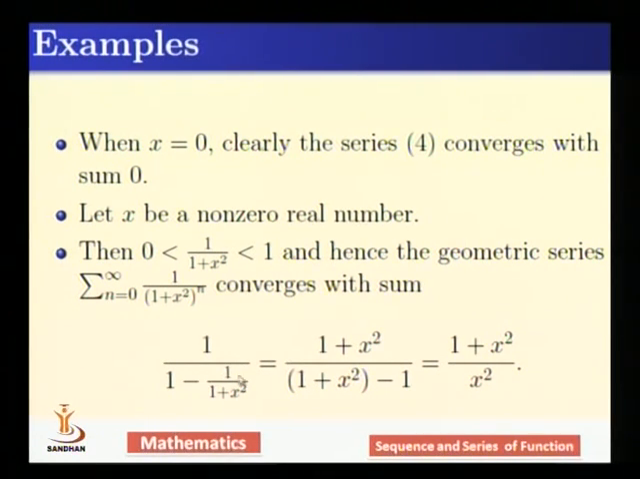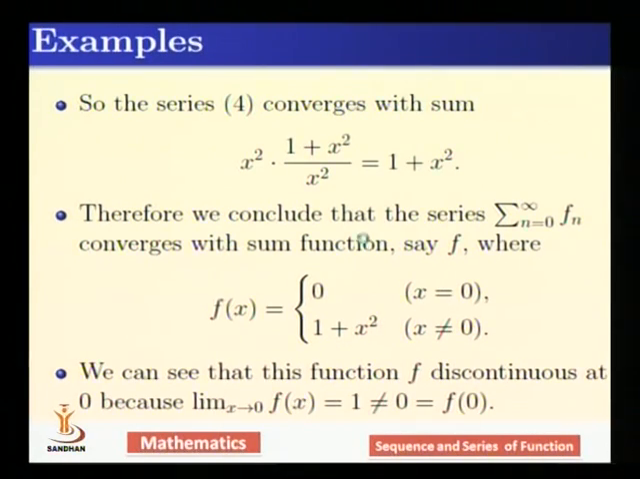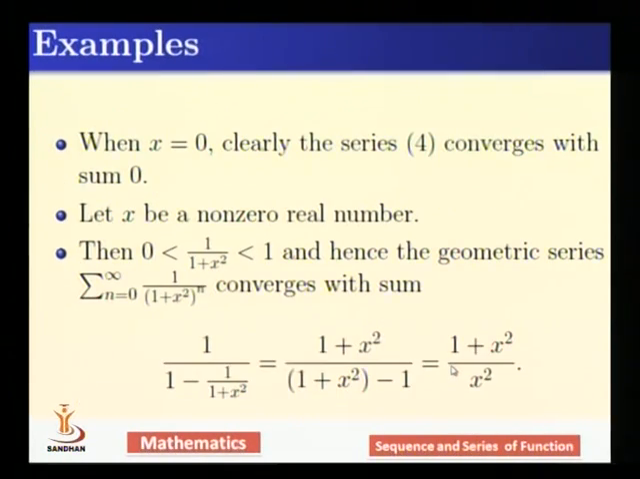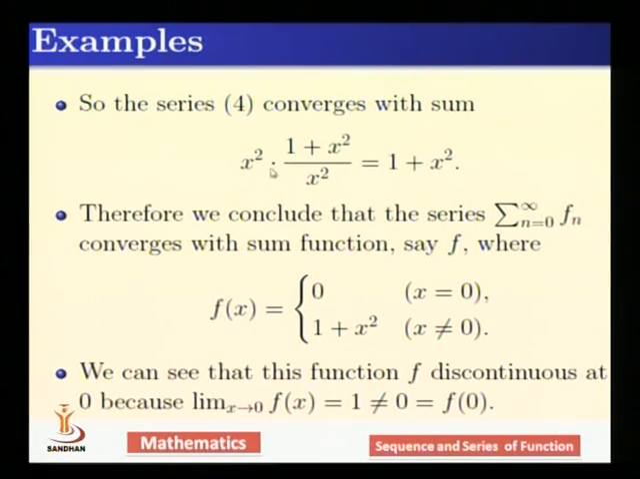Here x, in the normal geometric series, is the fraction. So now simplifying, by taking the LCM 1 plus x squared and multiplying, you can see that this series will converge to this. Therefore, you can look at series in 4. Series in 4 is this, where you can take x squared away, then the remaining series is the summation from n equal to 0 to infinity of 1 upon (1 plus x squared) to the power n, which will converge to (1 plus x squared) upon x squared. So series in 4 converges to x squared into this term, that is 1 plus x squared.